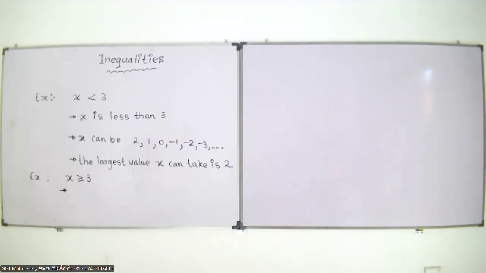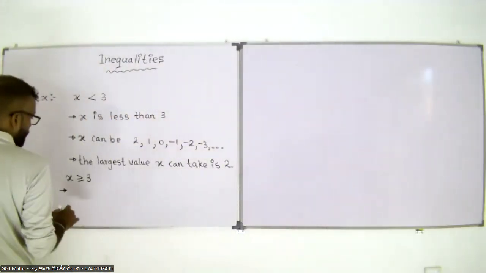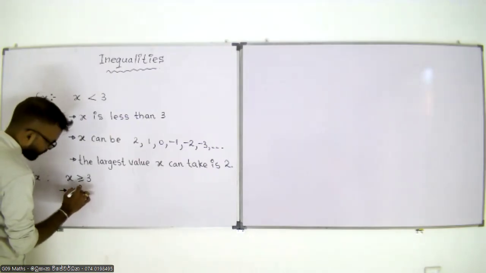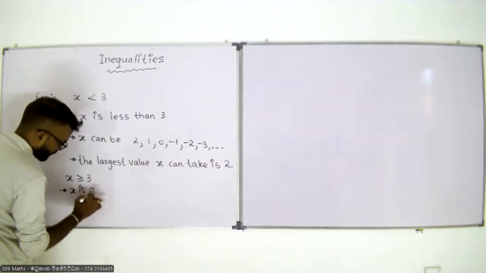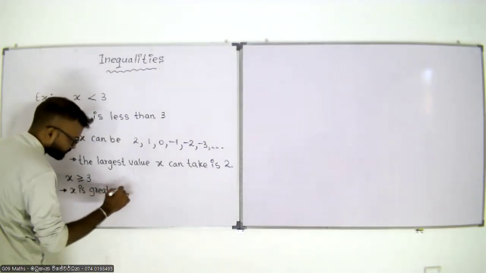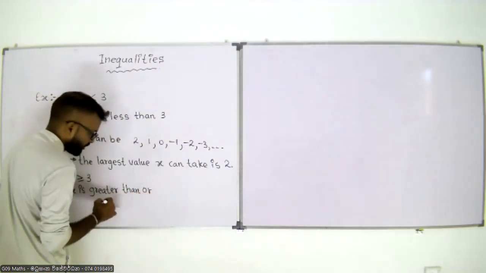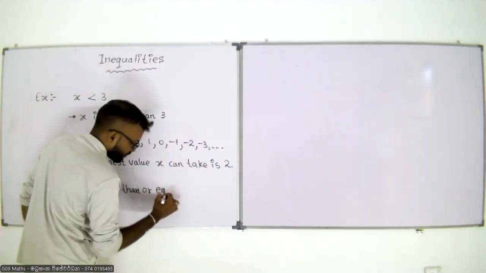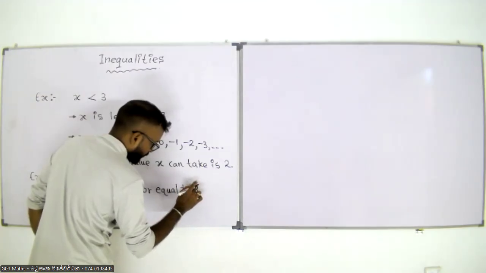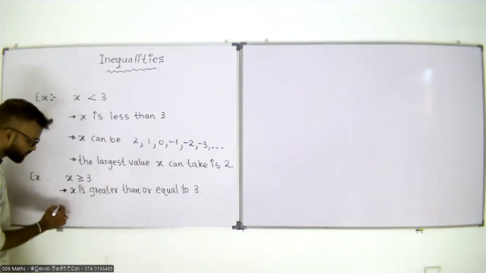Okay, hope you have done. Correct? Right. So how to write it? X is greater than or equal to 3. Right? Equal to 3. So what is the value range that we can take for x? What is the value range?